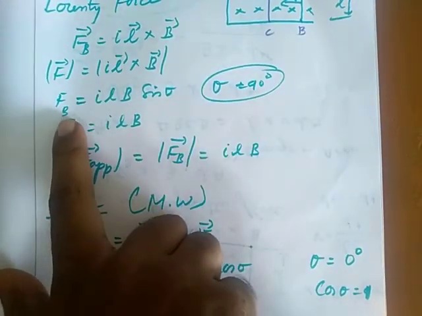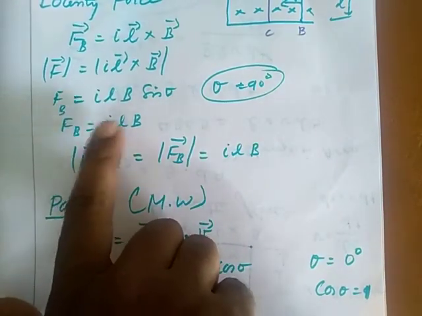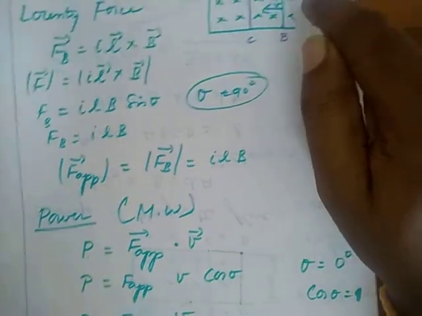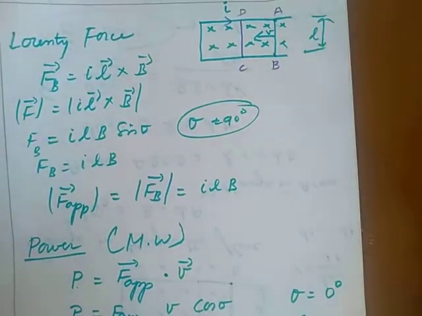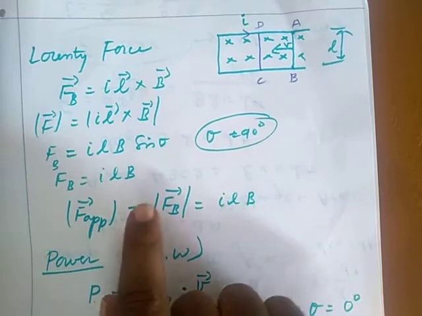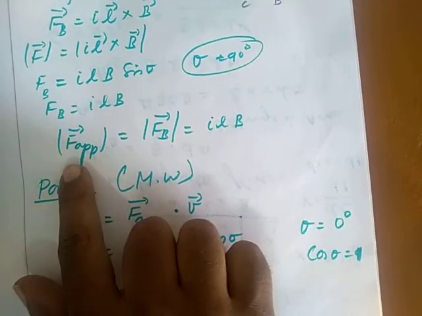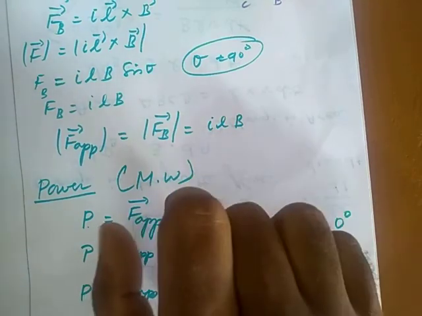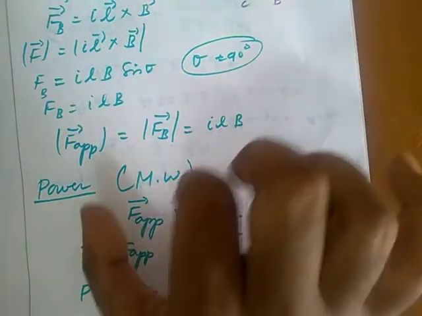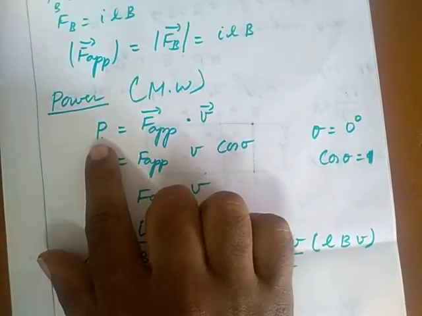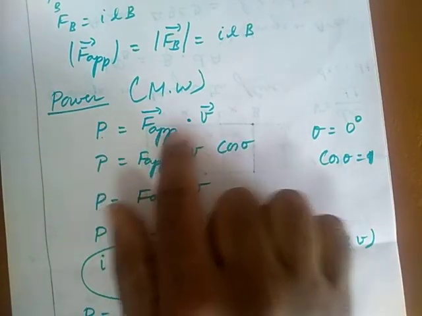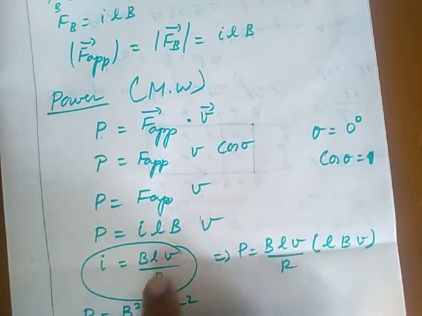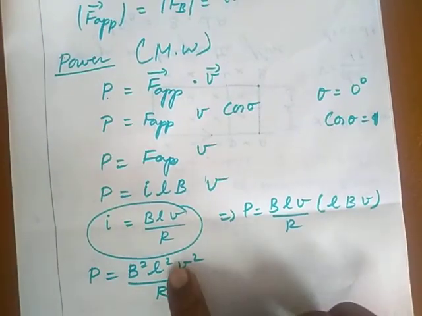Then the magnitude of this force is ILB. We know that in order to move the sliding conductor with constant velocity, we need to apply a force that is equal and opposite to the Lorentz force. So I apply a force equal to the Lorentz force. Then I need to find the power of that mechanical work. We know power is the scalar product of force and velocity. I substitute here, then I get power equal to B square L square V square by R.